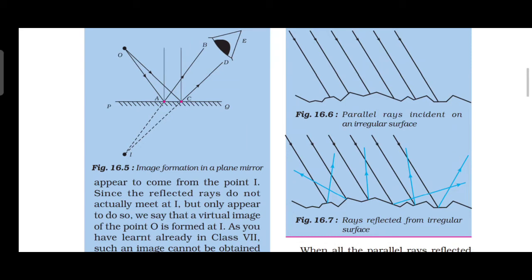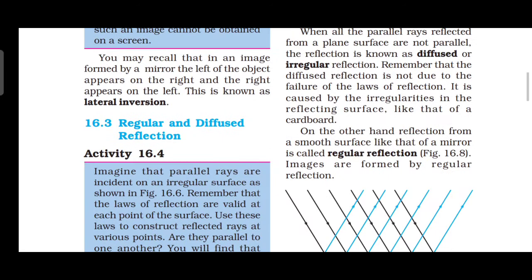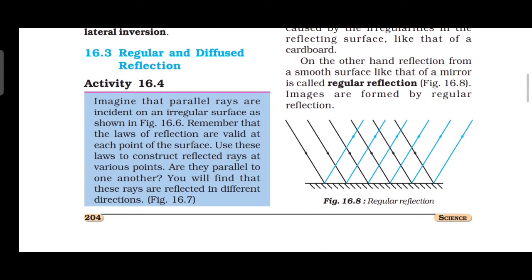If it is a smooth surface, what happened? It is parallel. The reflection is also parallel. So it is called what? Regular reflection. In figure 16.8, it is a smooth surface. So it is parallel. So the mirror is called what? Regular reflection mirror. So images are formed by regular reflection. Okay, if it is a rough and irregular surface, it is slanting. The reflection is slanting. It is not parallel. So it is diffused or irregular. If it is a smooth surface, it is regular reflection. Okay.